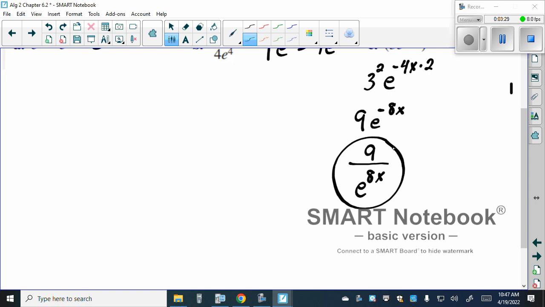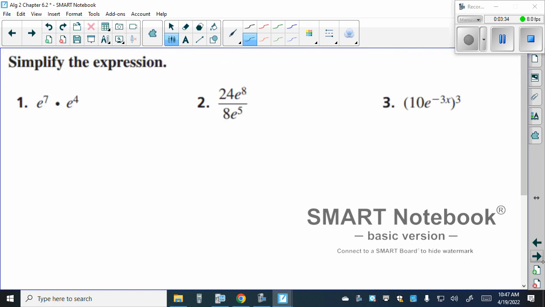Any questions on these here? So if we look at this next one here, e to the 7th times e to the 4th would be e to the 11, because 7 plus 4 is 11. Next, hopefully 28 will divide by 8 evenly. Because we can subtract exponents, 8 minus 5 is 3. So we get 3e to the third.